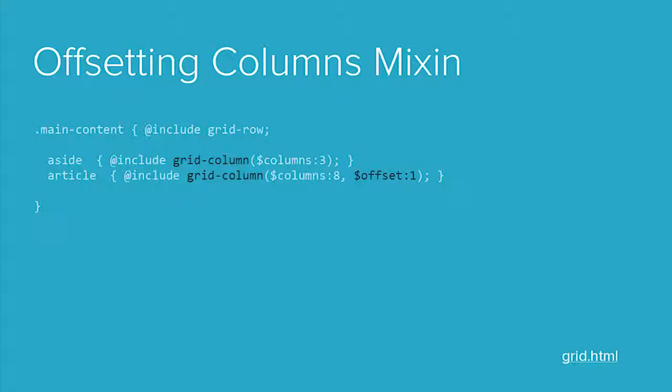Some examples of offsets are in here as well. So right here, this is offset by 1 column. This is offset by 3. This is offset by 6.